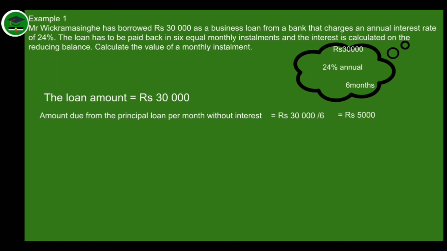And the annual interest rate is given as 24%. So you can find the monthly interest rate. This is the annual interest rate, so you have to divide this by 12, then you can find the monthly interest rate as 2%.